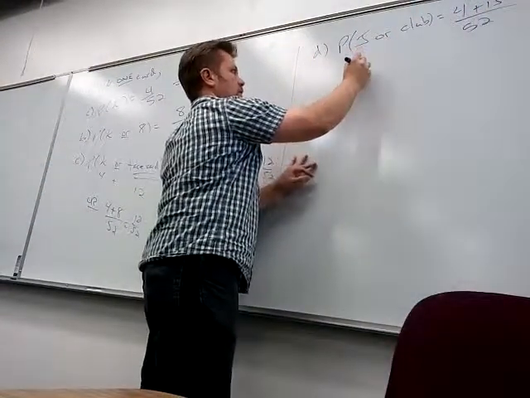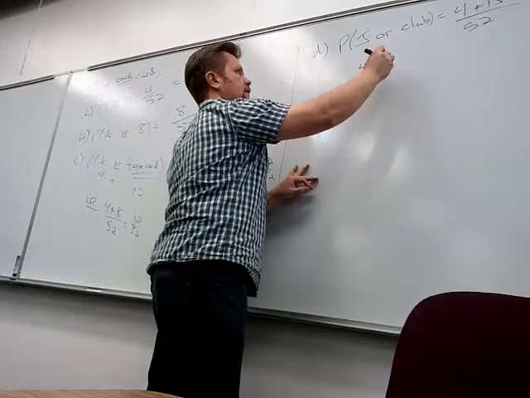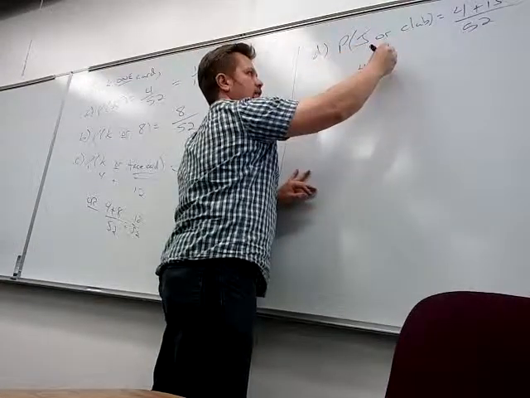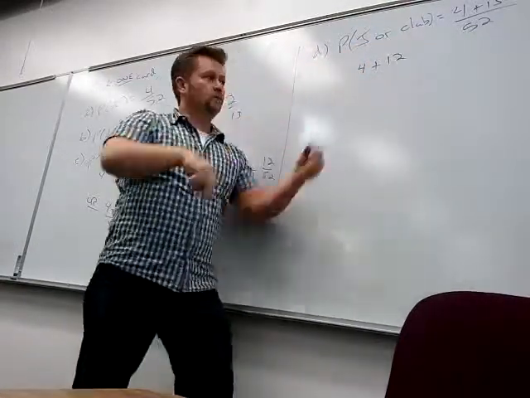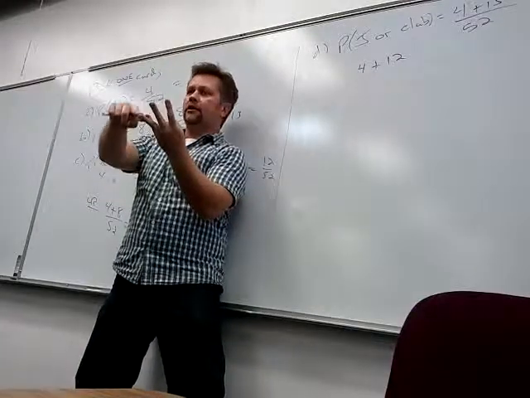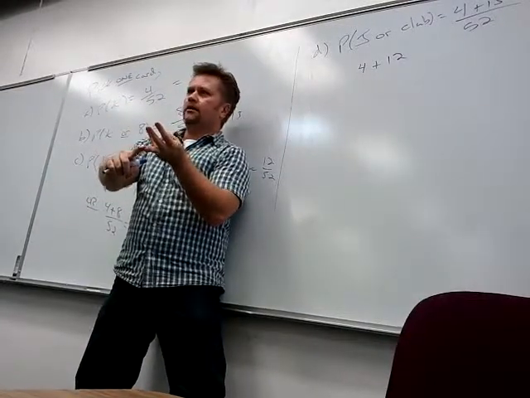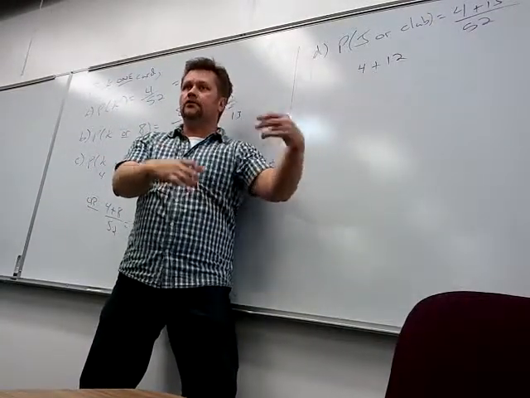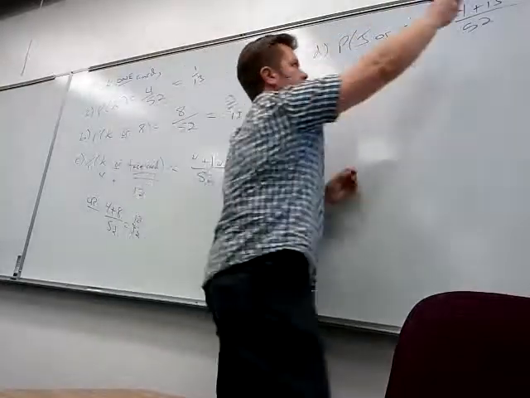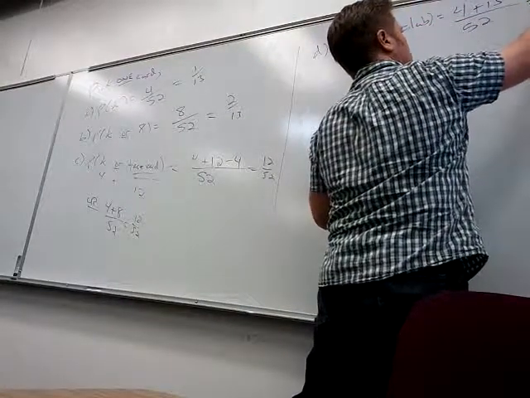Or again, I could be smart about it and say 4 jacks plus 12 other clubs I haven't counted yet. Because when I count the 4 jacks, isn't there a club in there already? So how many clubs have I not counted yet? 12 other ones. They both end up at 16 out of 52.